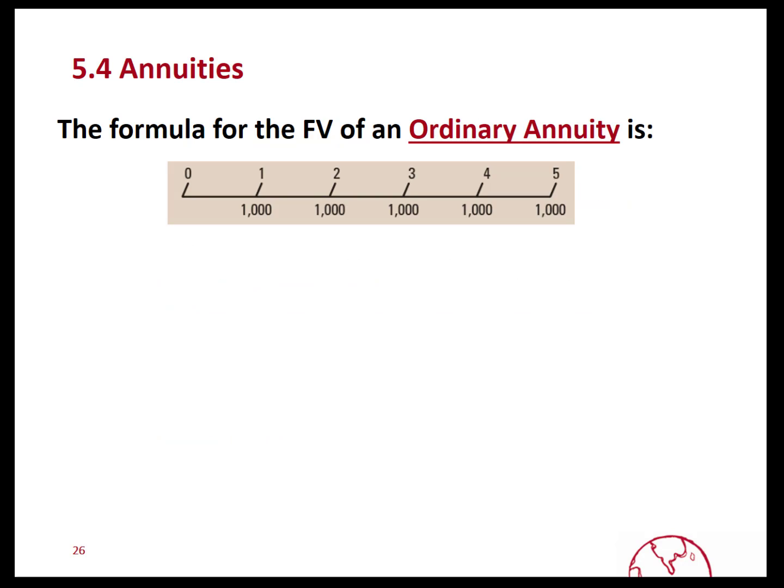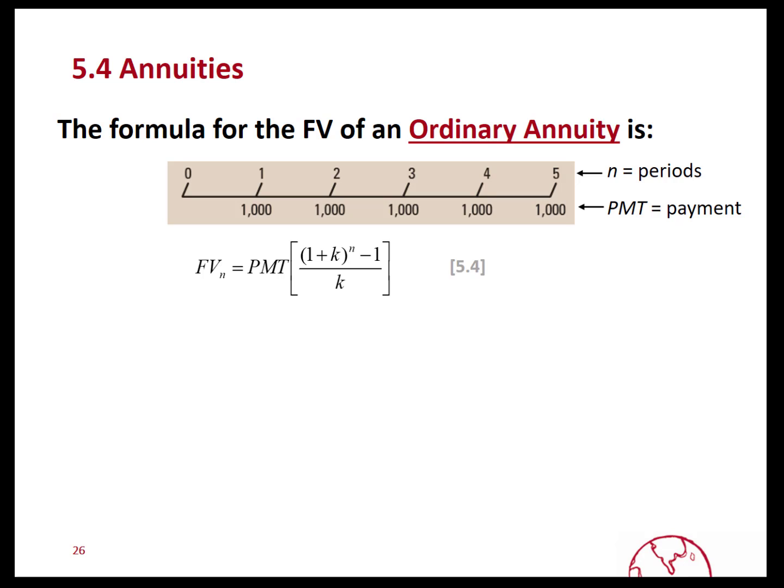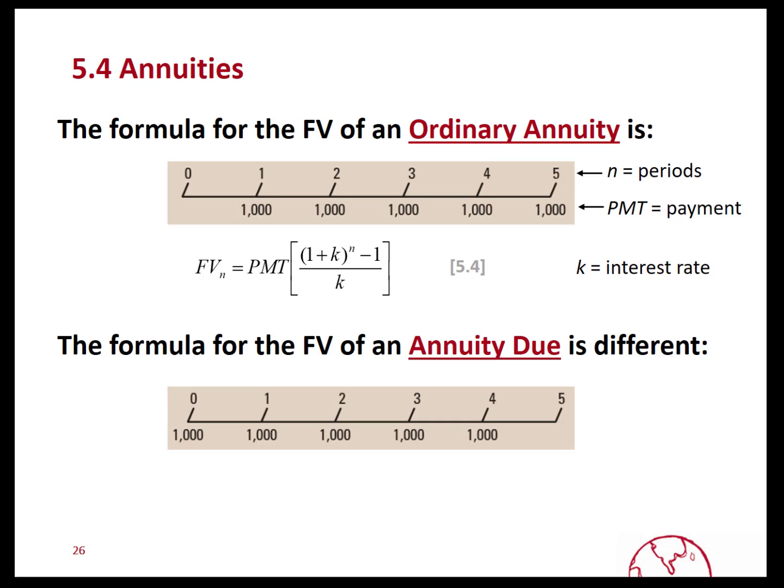So the formula for an ordinary annuity is shown here. A mathematician calculated how to do this in one step by looking at the payment, the interest rate, and the number of periods in order to calculate the future value. Notice that the number of periods is n. The payment is $1,000 in this case, and we have an interest rate.